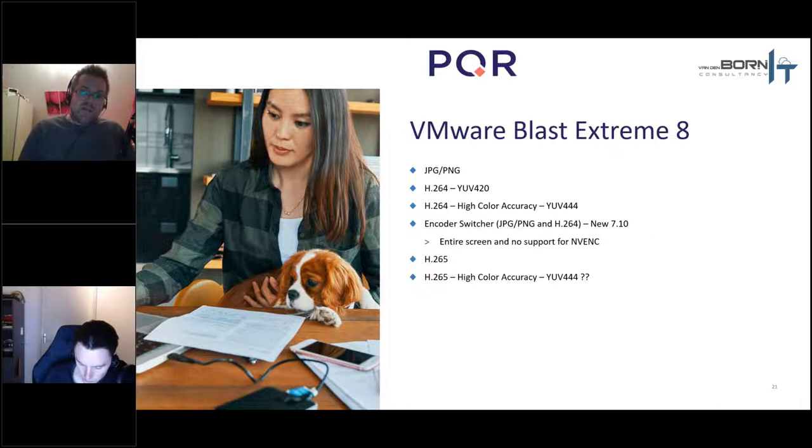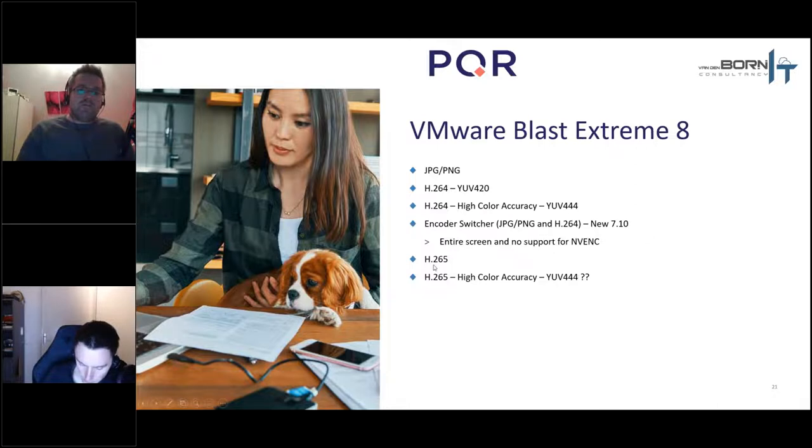They call it like that, and it's based on YUV 444, basically the same as Citrix with HDX for the entire screen. Which is new since 7.10, it's the encoder switcher. It looks like the actively changing regions of Citrix, but it works differently, because it only switches the entire screen between H.264 or JPEG sending over the line, and not the intelligent pieces of the screen like Citrix does. One disadvantage of Blast Extreme is that if you're using this mode, you cannot use NVENC, which is the encoding part on an NVIDIA GPU. So you cannot offload it anymore.